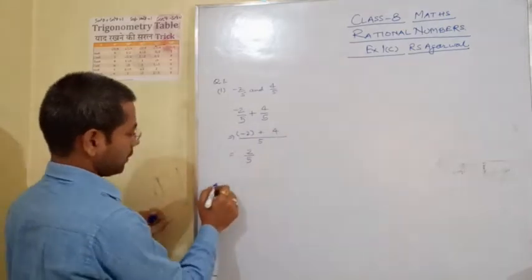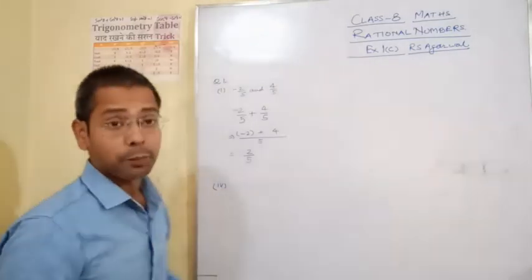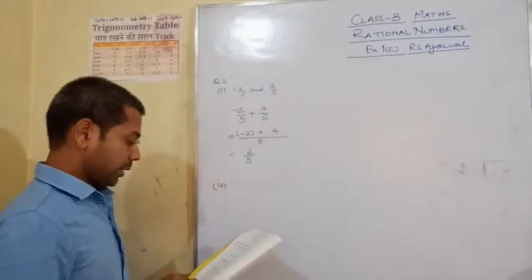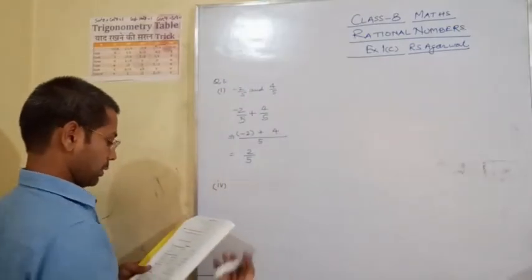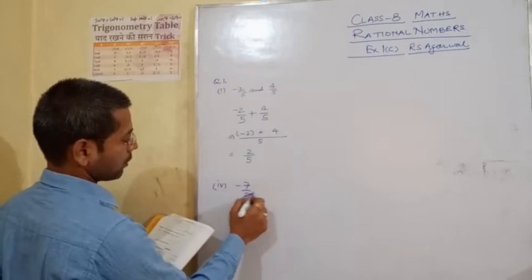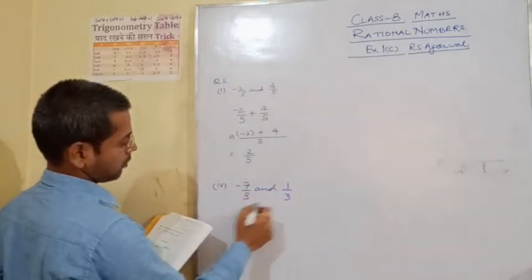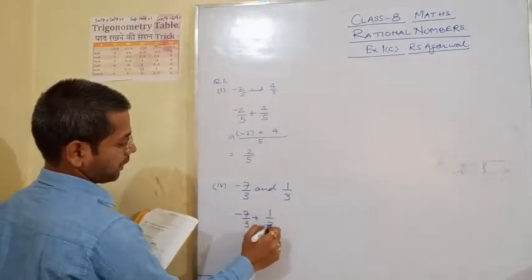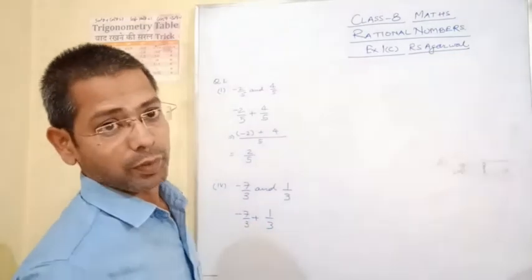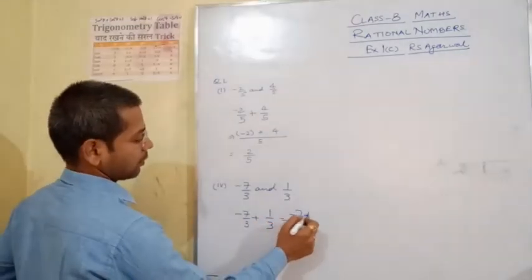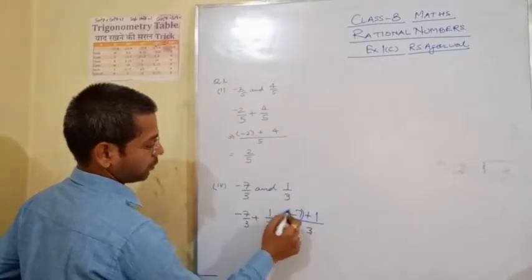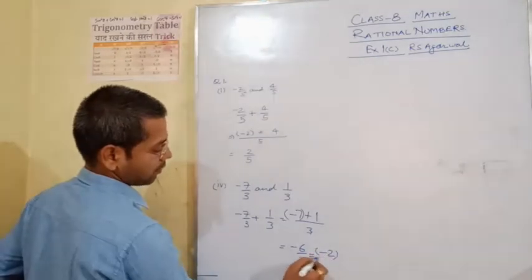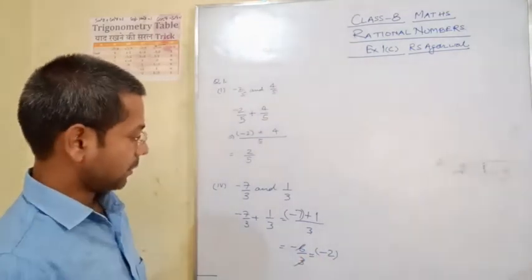It is 2 upon 5. Like this, I will also show you how to do the fourth part. It is minus 7 upon 3 and 1 upon 3. Minus 7 upon 3 and 1 upon 3 both have the same denominator, so it will be minus 7 plus 1 upon 3. It is equal to minus 6 upon 3, and after the calculation, minus 2.